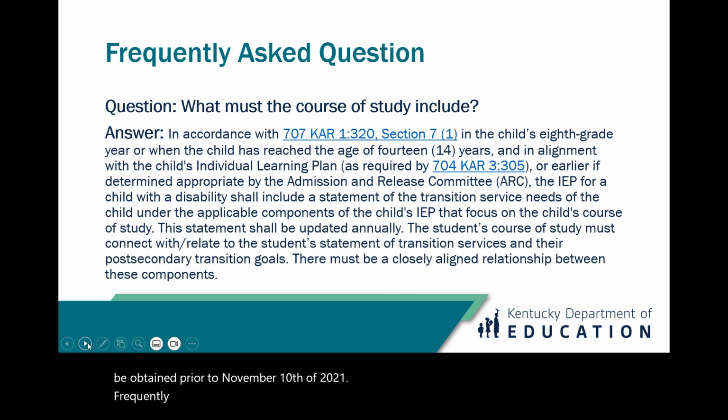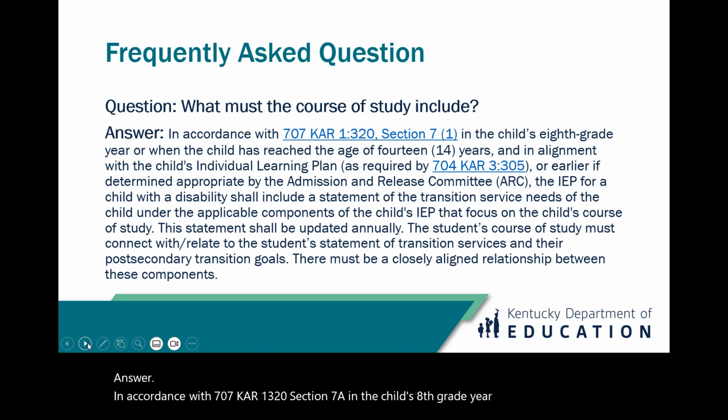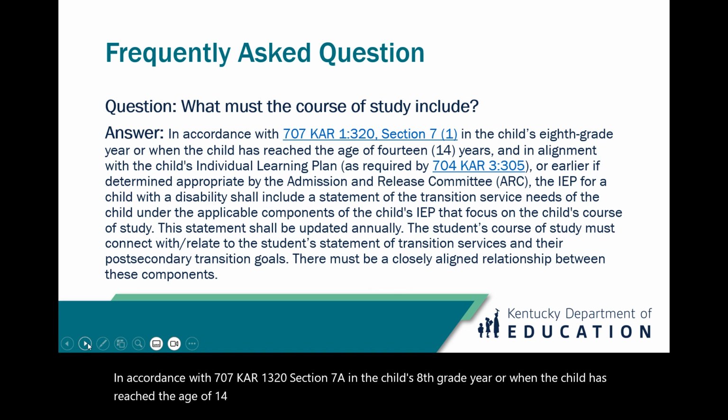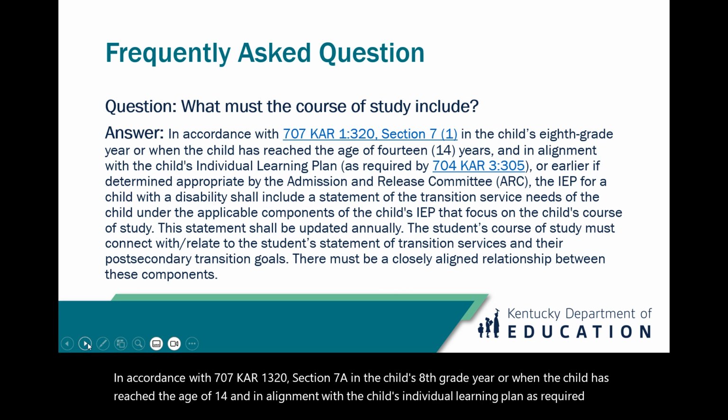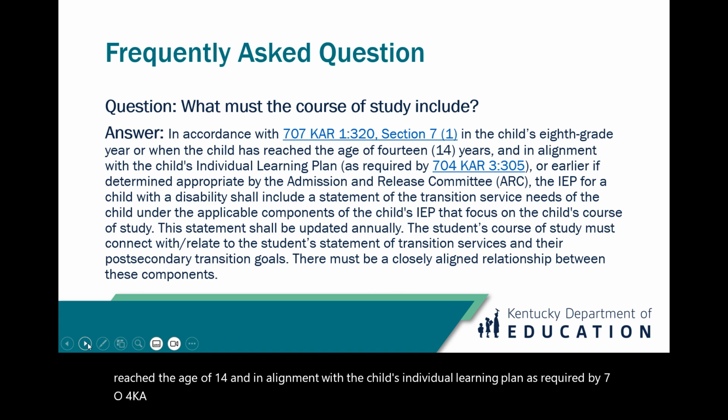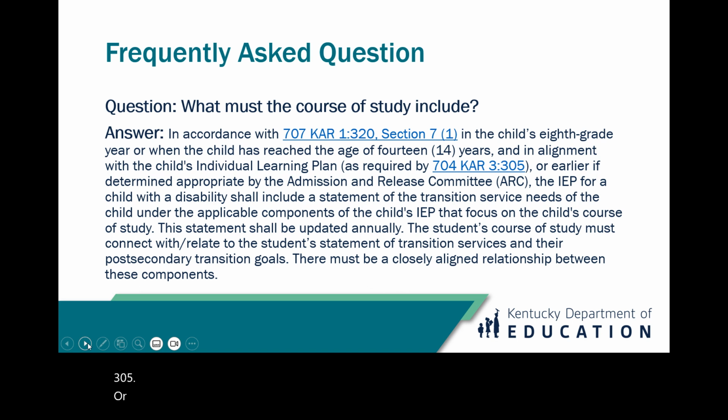Frequently asked question: what must the course of study include? Answer: in accordance with 707 KAR 1:320 Section 7(1)(a), in the child's 8th grade year or when the child has reached the age of 14, and in alignment with the child's individual learning plan as required by 704 KAR 3:305, or earlier if determined appropriate by the ARC.